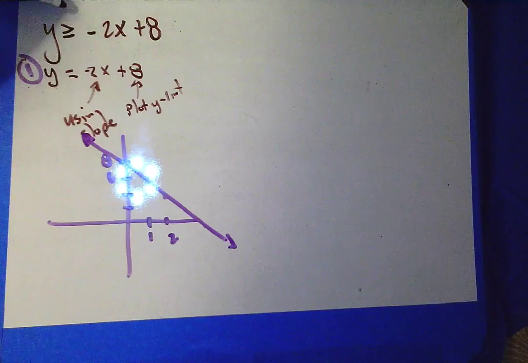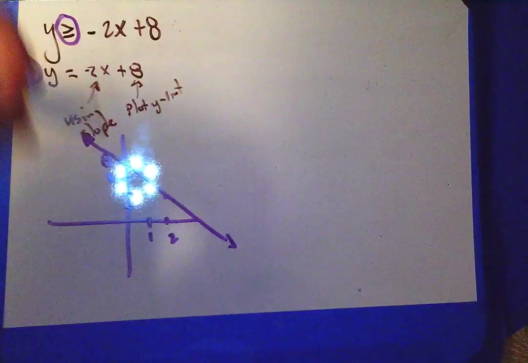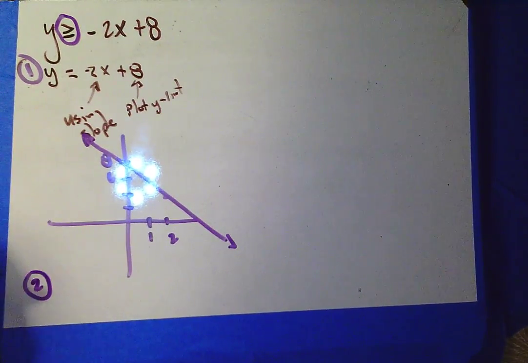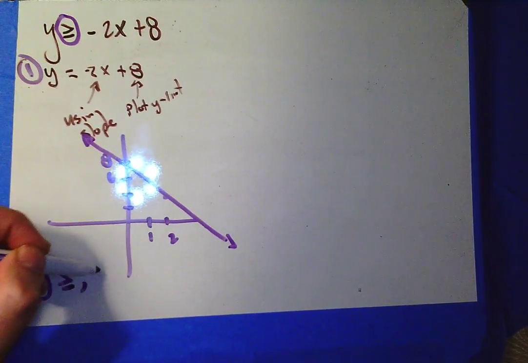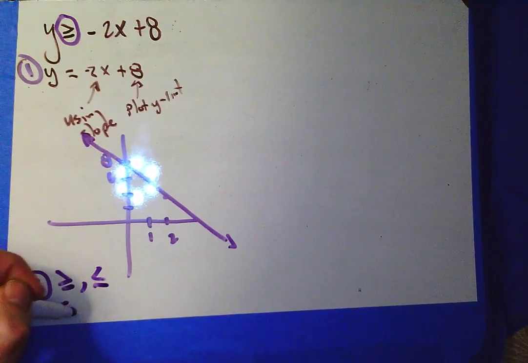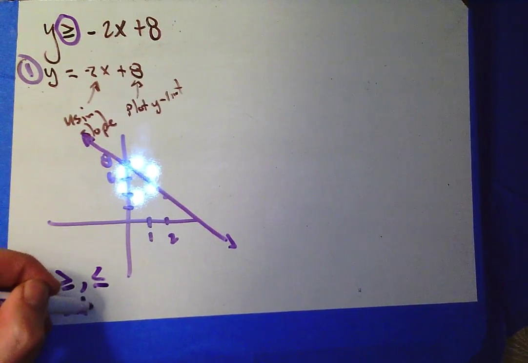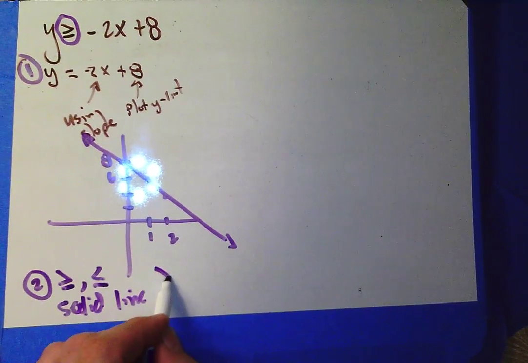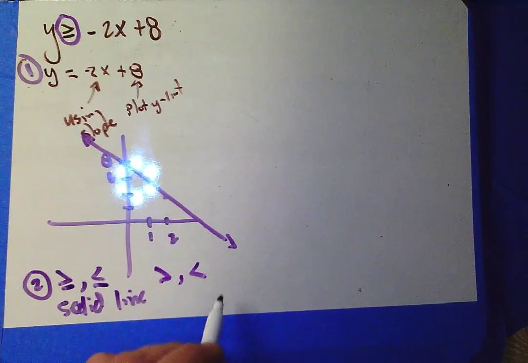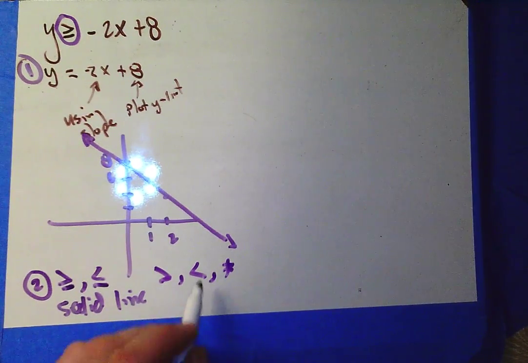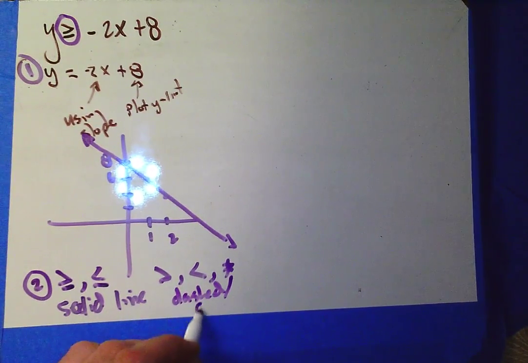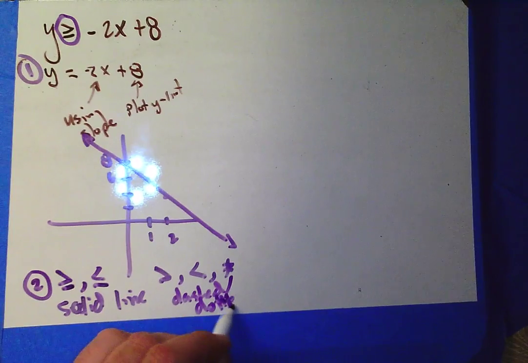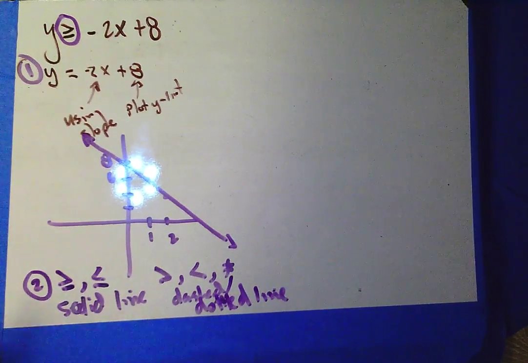Well, the second thing I want to think about is, what about this inequality symbol? Well, when I see greater than or equal to, less than or equal to, that means I have a solid line. But if I had greater than or less than or even not equal to, I would have a dashed or dotted line. And we can do one of those next.